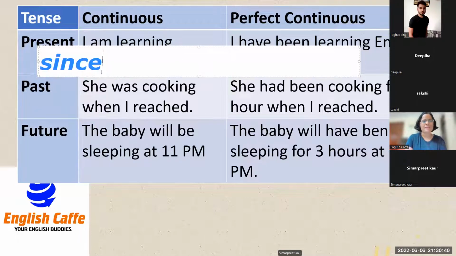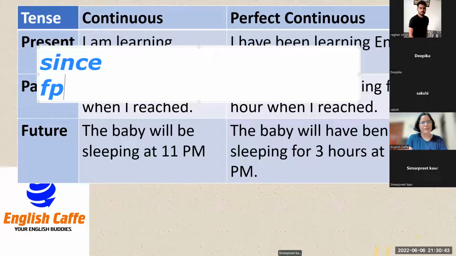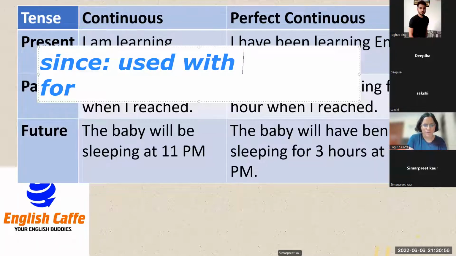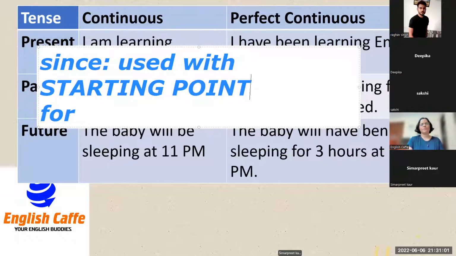And I want you to learn this definition of since and for, when to use since and when to use for. We use since when we are referring to a starting point. This is what you will remember. Since kab use karna hai, when you are referring to a starting point. In a sentence, if you are referring to a starting point, you will use since.